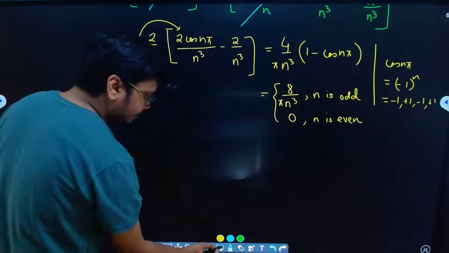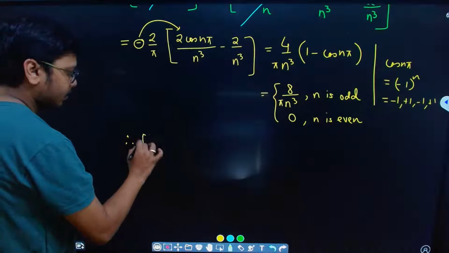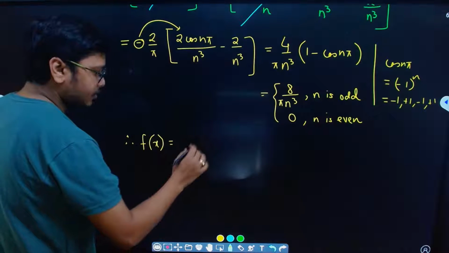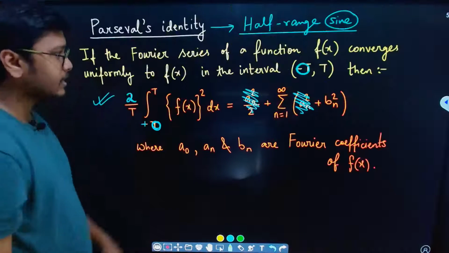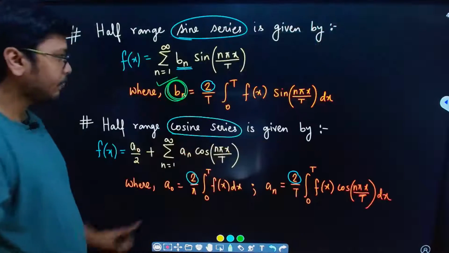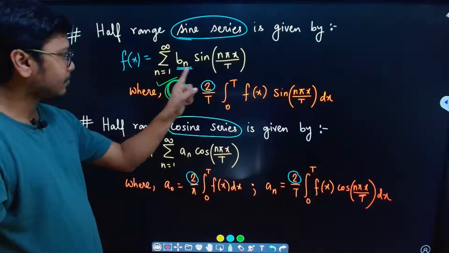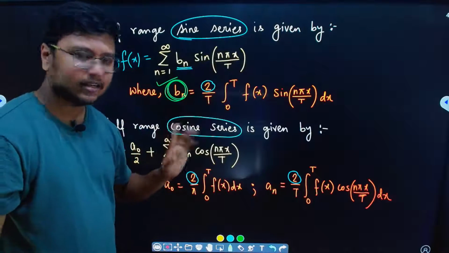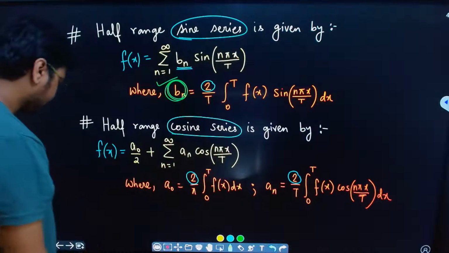So I should write my final Fourier series. Therefore, the Fourier series expansion for half range sine, this was the formula for half range sine, summation Bn sine n pi x by t. Here t is pi.